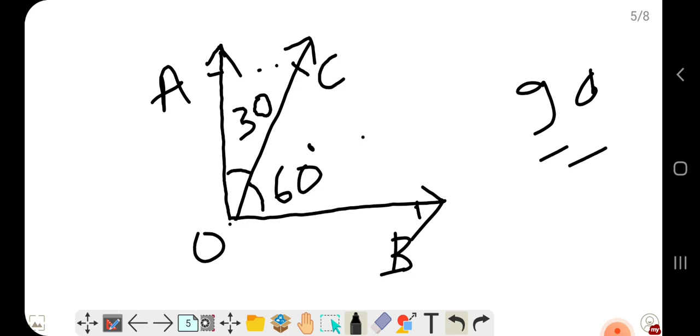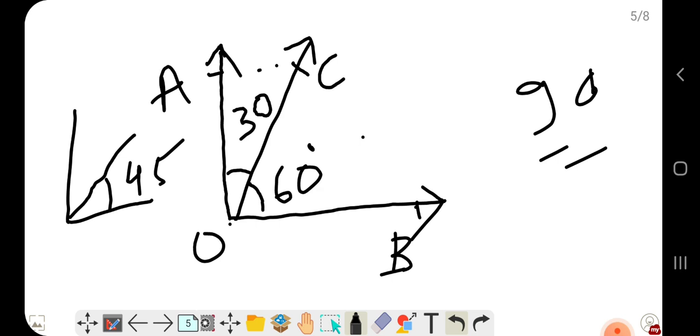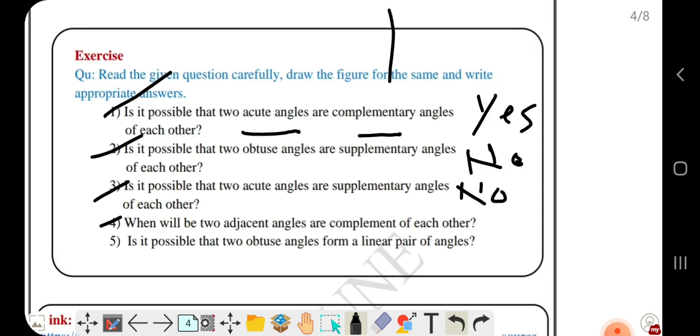That is why we can say two adjacent angles may be complementary when they are 60 and 30, or when they are 45 and 45. In many scenarios they may be complementary angles. The thing is that they should be adjacent. So when will two adjacent angles be complements of each other? We just saw, when they are placed together in such a ratio as 60 and 30.